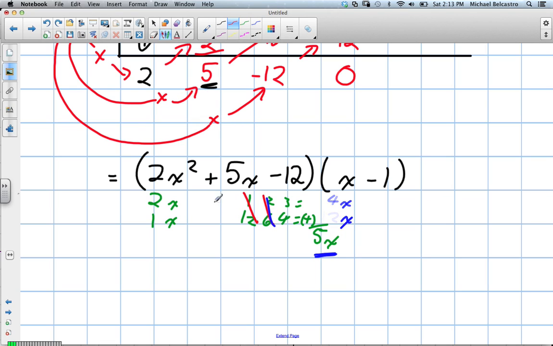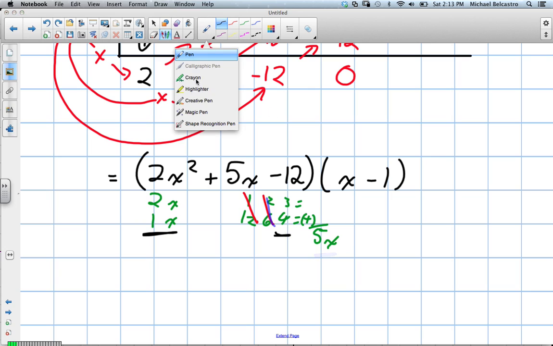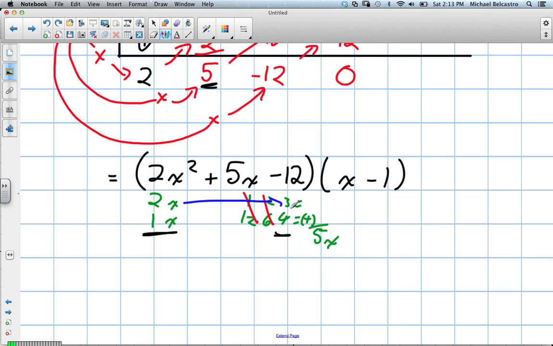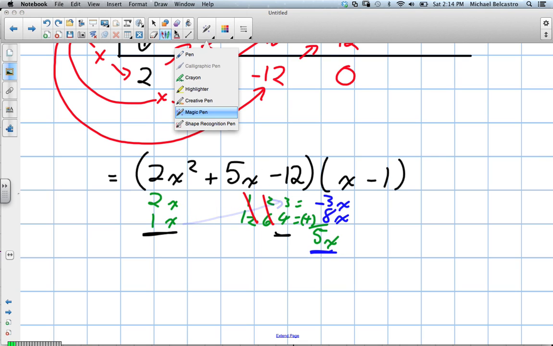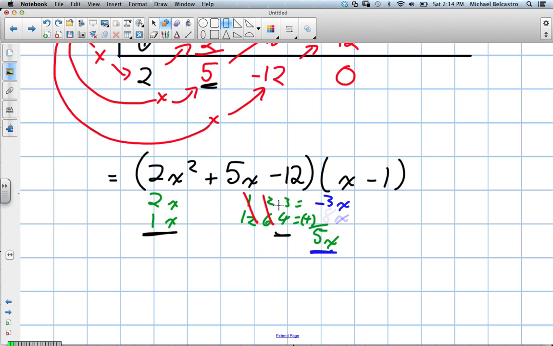So that means I must be working with these as my first terms and these as my last terms, but I just have to double check. 2 times 3 gives me 6x, 1 times 4 gives me 4x. Well, that doesn't work. But if I go across, 2x times 4, 1x times 3, that'll give me 8x and 3x. Well, if the 3 is negative, this will add up to 5x. So I know these are the terms I'm supposed to be using. These will be my second terms in the brackets, and these will be my first terms in the brackets. Okay?